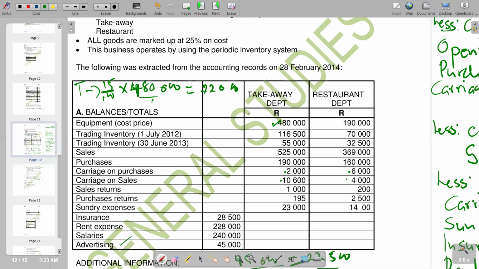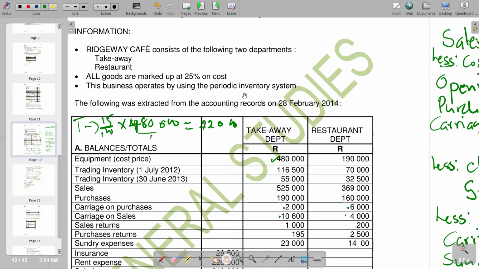Then depreciation for our restaurant, we calculate again by saying 15%, which is also 15 over 100, multiplied by the cost that we have for restaurant equipment, which is 190,000. And you see that the figure that we're going to get is 28,500. So these are our two figures: 28,500 for restaurant, 72,000 for takeaway.